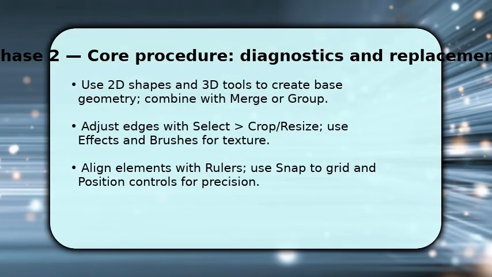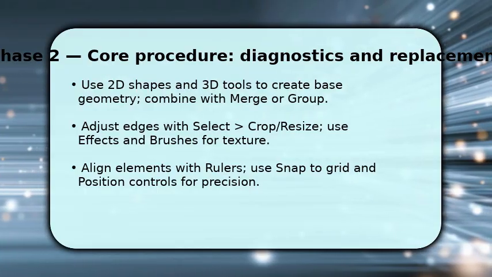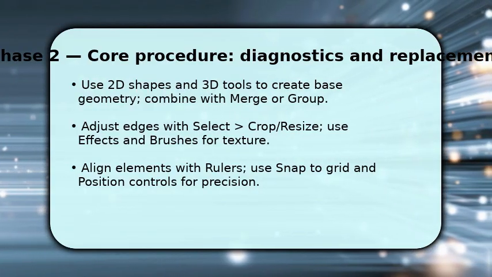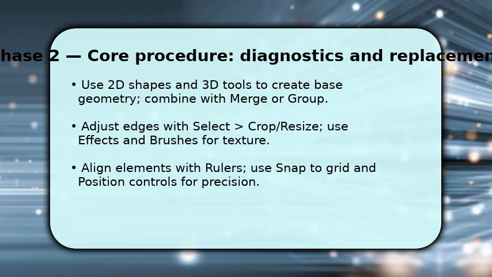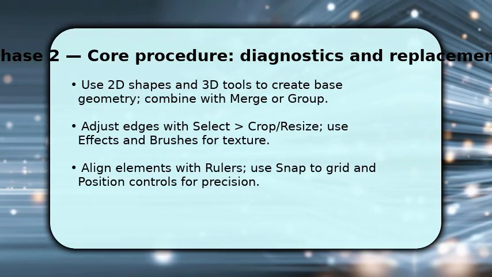Now you build the logo from basic shapes because simple geometry scales best. Use 2D shapes for icons and the 3D tools for subtle depth. Once shapes are placed, merge or group related pieces so you can move them together.